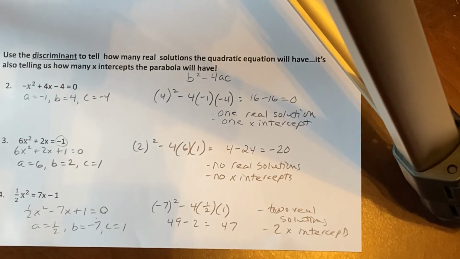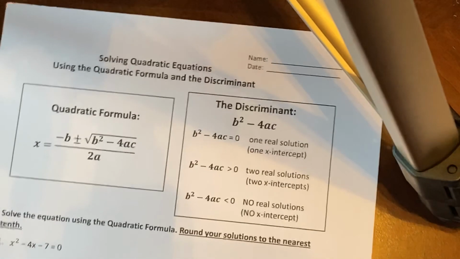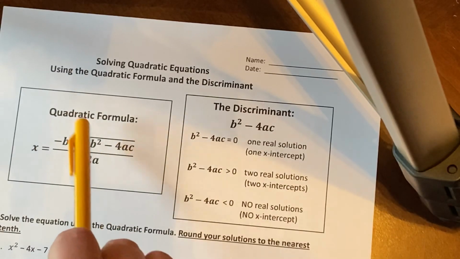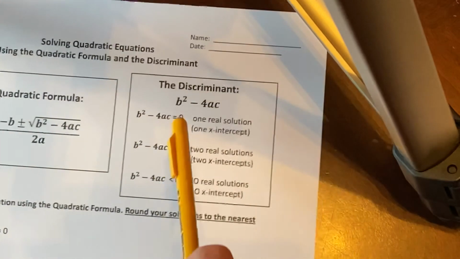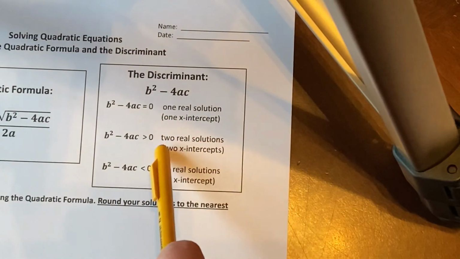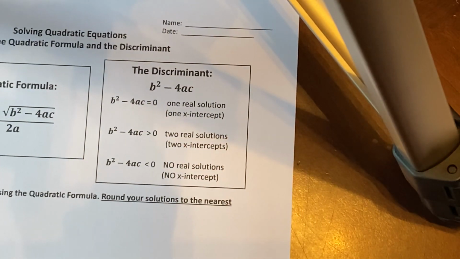You're going to be doing a mix in the assignment. You're going to be using the quadratic formula for some of the problems to get the actual solutions, which will probably be decimals. And then you'll use the discriminant to tell how many solutions there actually are.